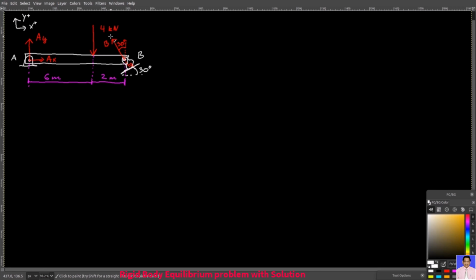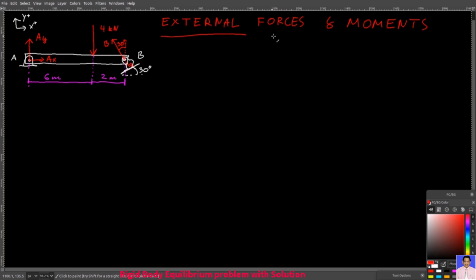subject to at the location that they are applied, and also all the external couple moments that are applied to the body. We don't have a couple moment here, but in general, you can also have a couple moment. Now note that I say external forces and moments. You can also have internal forces and couple moments.